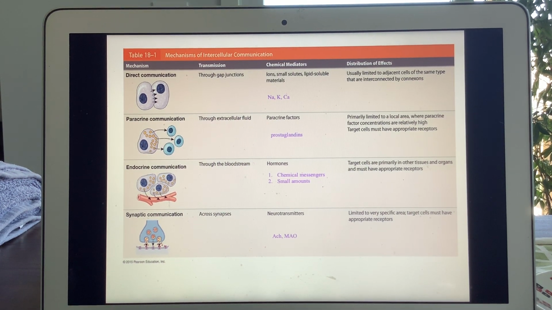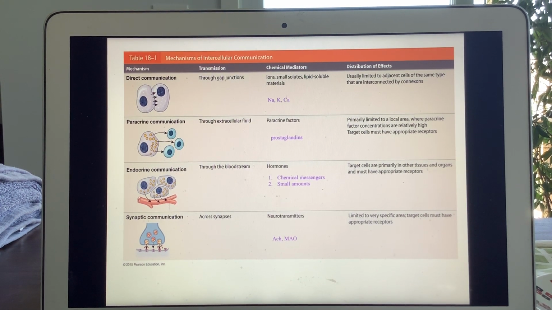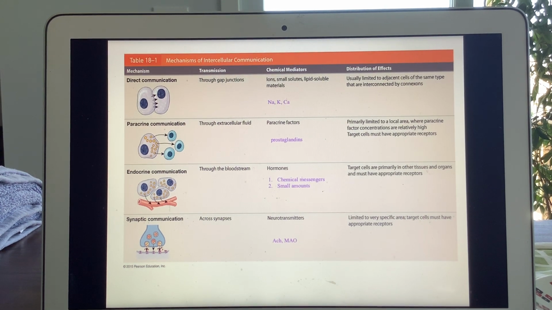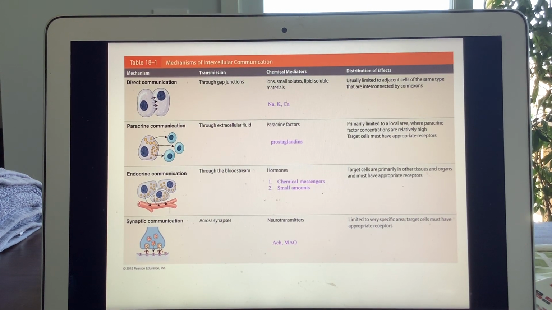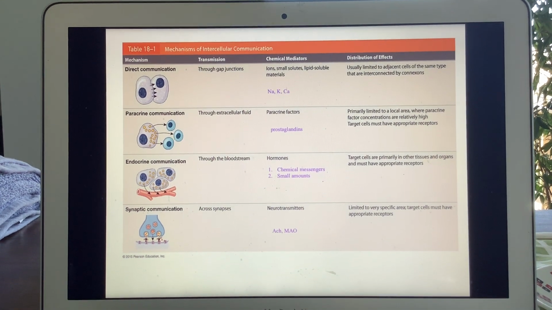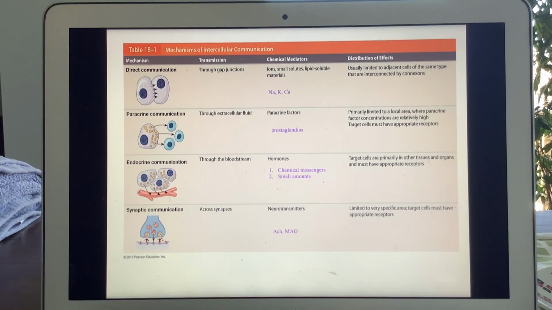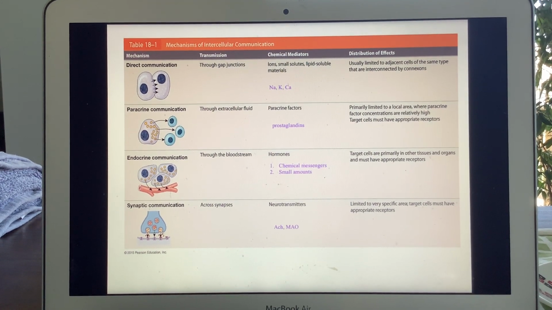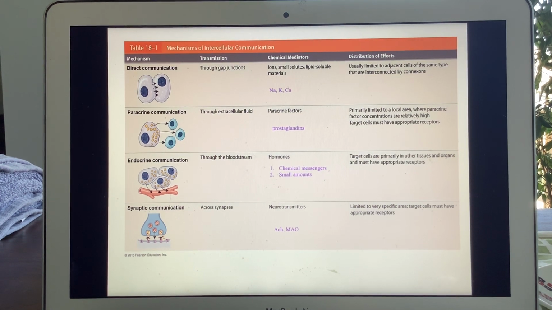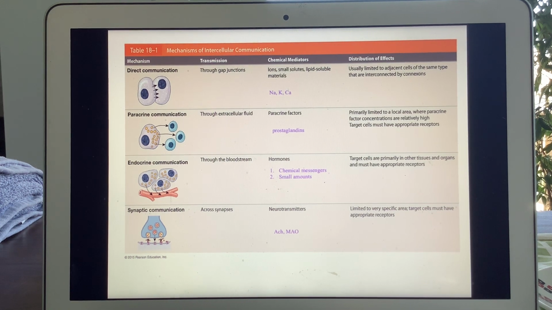Just briefly, remember acetylcholine goes from a motor neuron to a skeletal muscle, and then MAO, monoamine oxidases, go to smooth muscles. And again, synaptic communication is going to be limited to a very specific target cell, and they have to have a receptor. So how are you going to think about these four types of communication? First, you're going to memorize the name: direct, paracrine, endocrine, and synaptic communication. And then let's look at it logically.